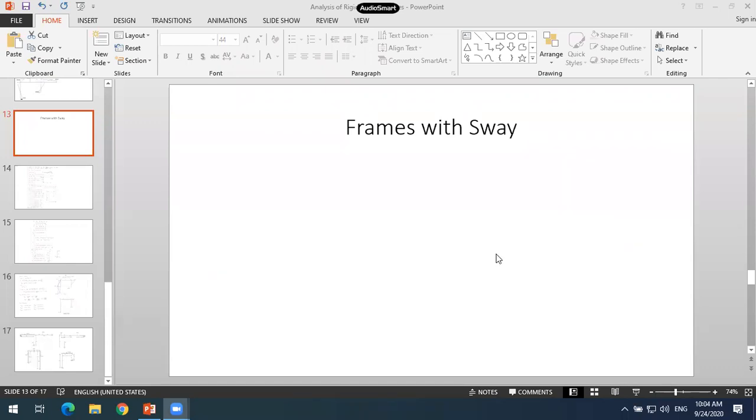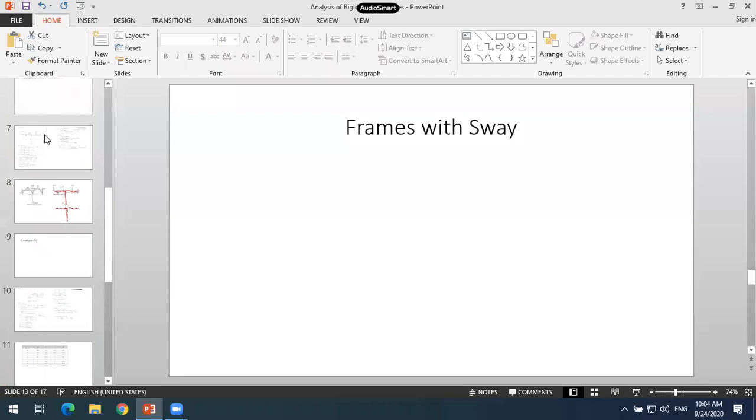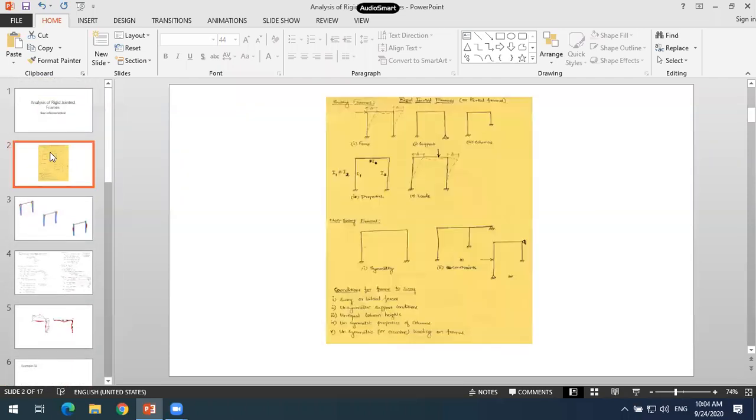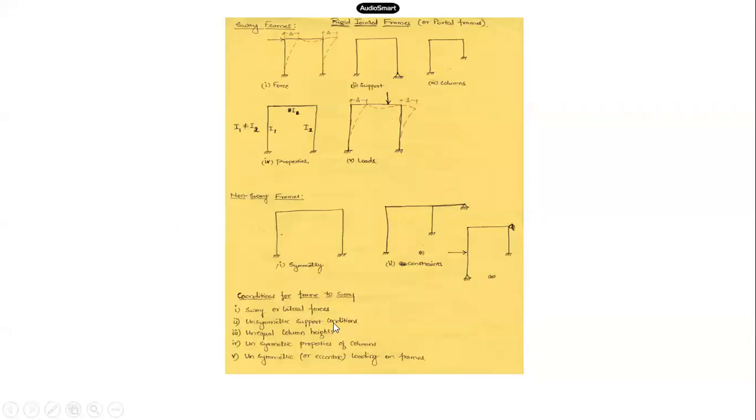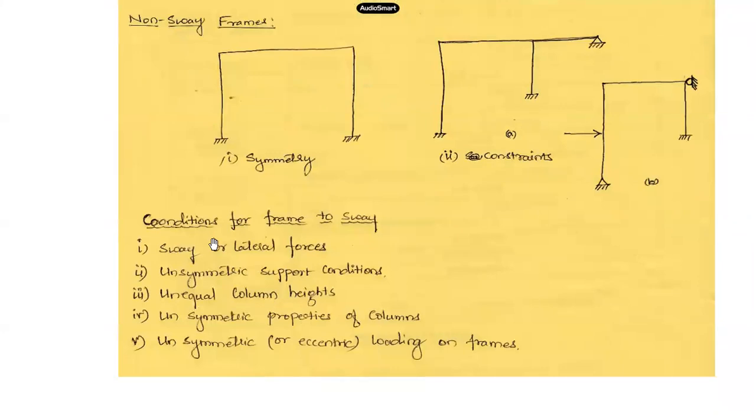I explained at the very beginning of my class what sway frames and non-sway frames are. Just to go back to that: these are the conditions under which a frame will undergo sway, that is, it will have lateral displacements of the joints, horizontal displacement of the joint. So what are the conditions that cause sway?